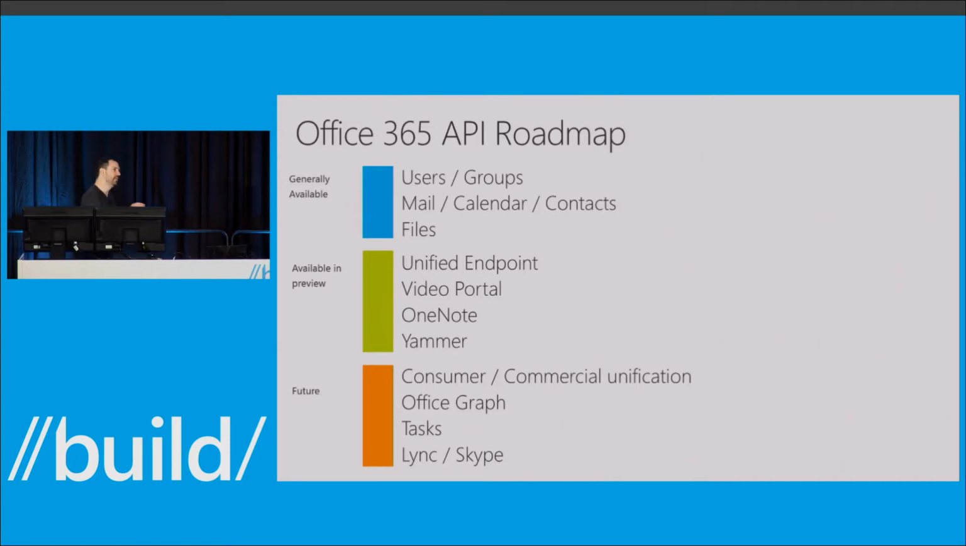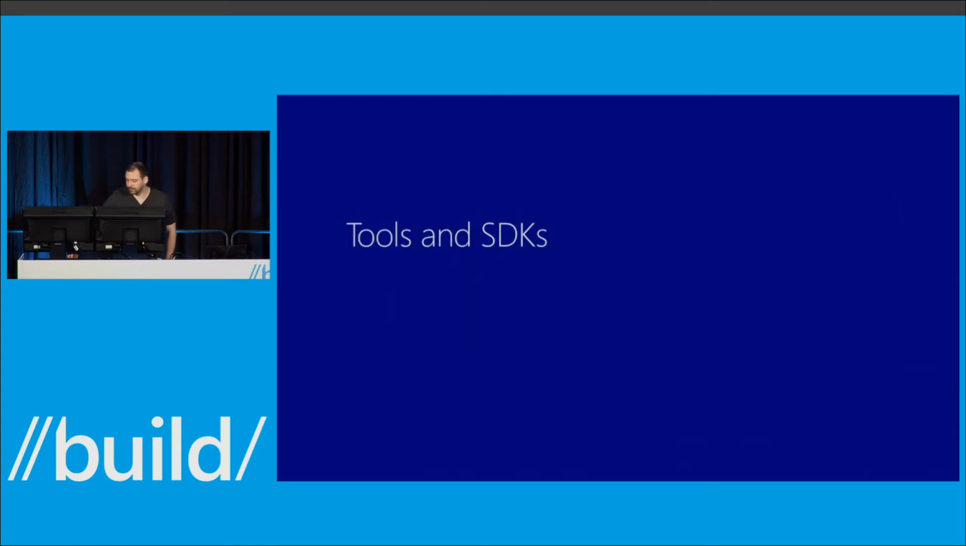We've got the Office Graph API that gives you those insights about documents that are interesting to you or people that work with other people across boundaries. We've got a Tasks API coming. We've got Lync and Skype APIs that are coming. So we're going to continue to iterate on these things and build more and more very quickly. I'm doing on time. OK.